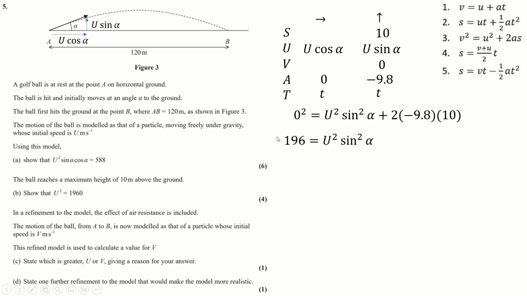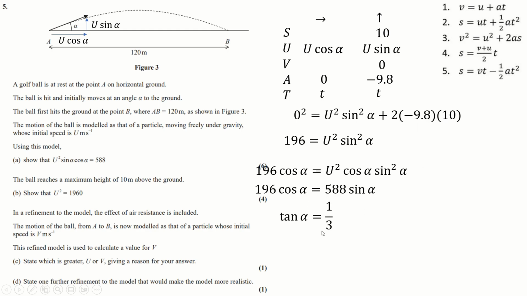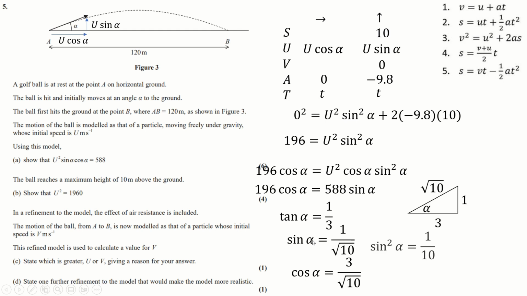And that's useful because now we have kind of like a simultaneous equation in alpha and u. What I chose to do was times this equation by cos both sides. And now this here is u squared cos alpha sine alpha. And u squared cos alpha sine alpha is 588. So I can replace that there. Divide by cos, divide by 588, we get this. Sine over cos is tan, of course. Draw yourself a little triangle. Opposite over adjacent, 1 over 3. 1 squared plus 3 squared is root 10 squared. So we get this, and therefore sine alpha is 1 over root 10, and cos alpha is 3 over root 10. I only need the sine alpha, because from here, if I square this to get 1 over 10, then I can put that in there, and I'll end up with what they want me to get.